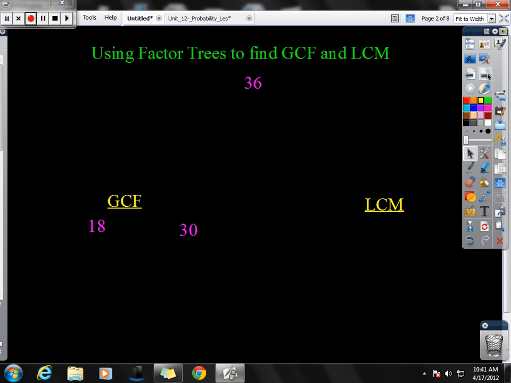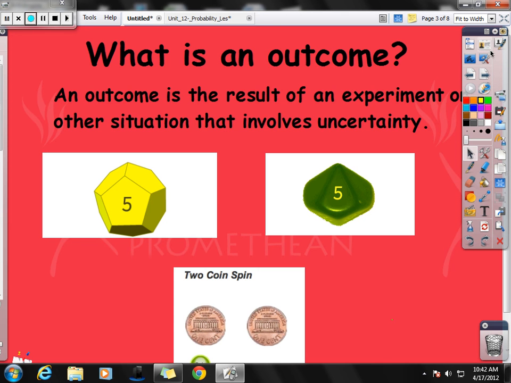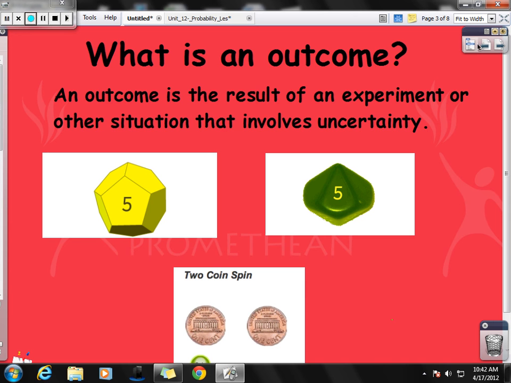Alright, so now, once you're done understanding how to calculate greatest common factor and least common multiple, now we can start talking a little bit about probability. And probability is actually really easy.